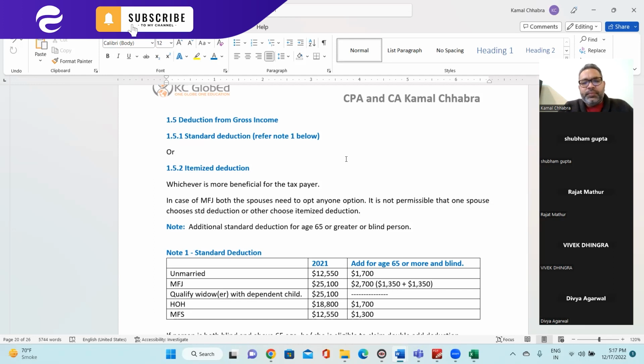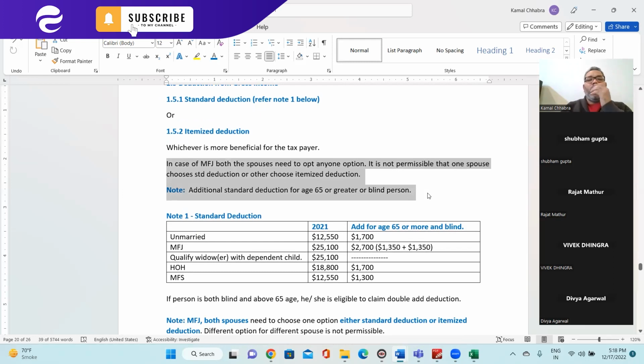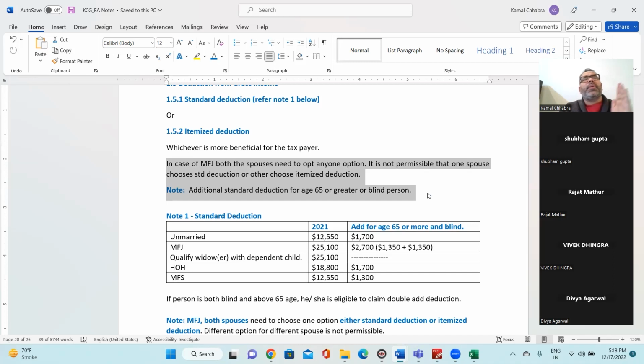So, standard deduction. Before we jump into the standard deduction, let's look at these two, three points only. In case of married filing jointly, both the spouses need to opt for the same option. When husband and wife are filing a joint return, it is not possible that one person opts for standard deduction and the other opts for itemized deduction. They are filing jointly, so they can opt for either standard deduction for both of them or itemized deduction for both of them. They cannot choose different options. Make sense?